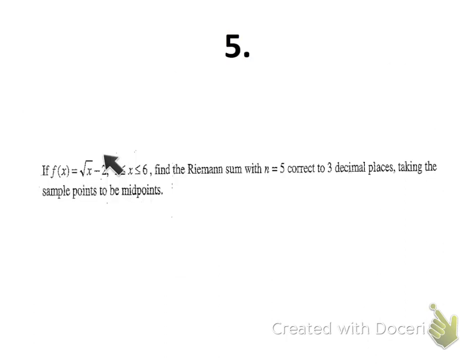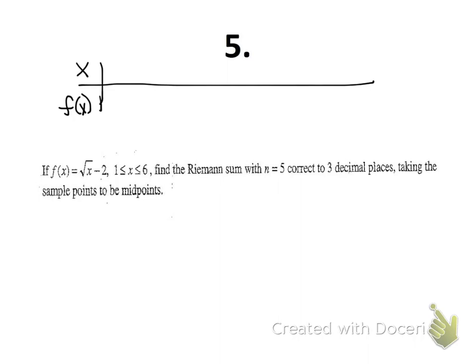Okay, so I give you a function from 1 to 6. Find the Riemann sum with n equals 5. So we're going to take the correct 3 decimal places, taking the sample points to be midpoints. Okay, so what you should do is you should set up a table. And stay on that problem. Okay, so what I'm going to do is I'm going to set up my little table from x to f of x. I'm starting at 1. I'm finishing up at 6.